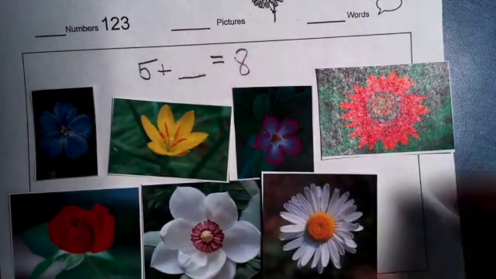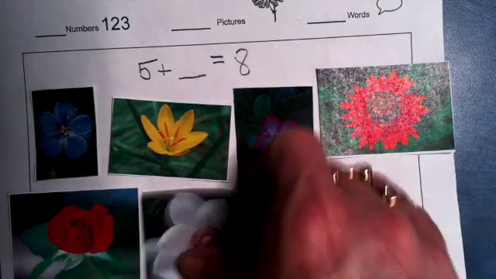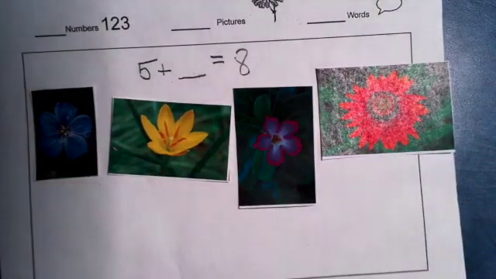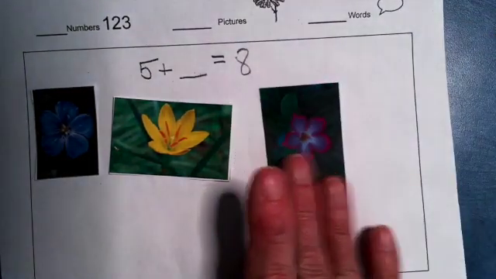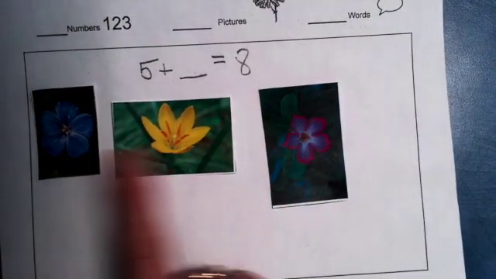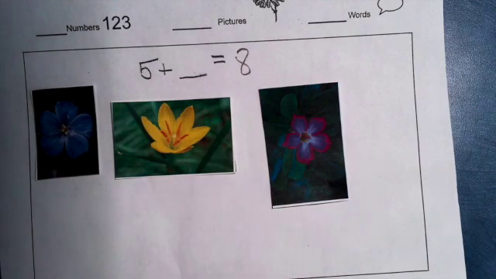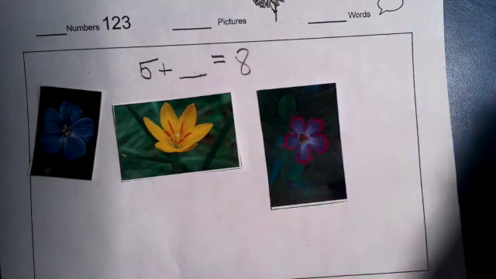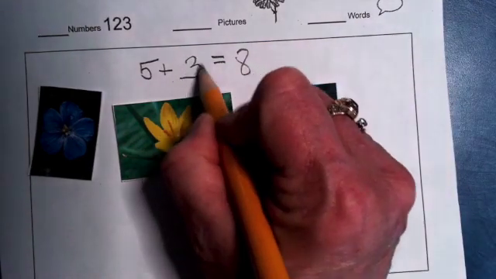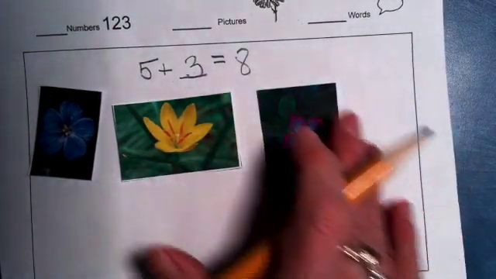So 1, 2, 3, 4, 5. We took away 5 of Lily's flowers. Now we still have how many here? 1, 2, 3. So Macy picked 3 flowers.